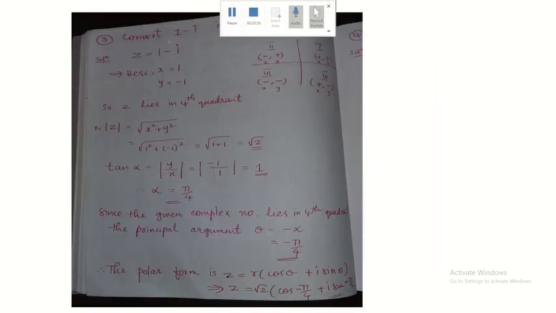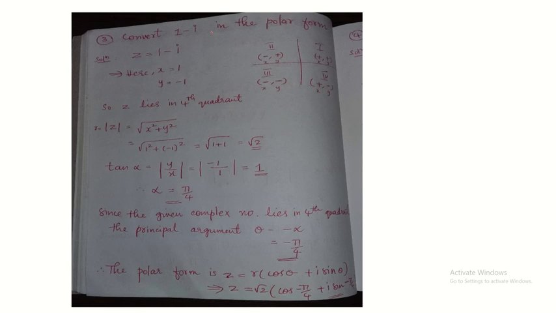See here. Convert 1 minus I into the polar form. What is 1 minus I? That is z, a complex number. This complex number you have to convert to the polar form, or polar representation. So z equal to 1 minus I. What is x here? 1. Y is the coefficient of I, that is minus 1.